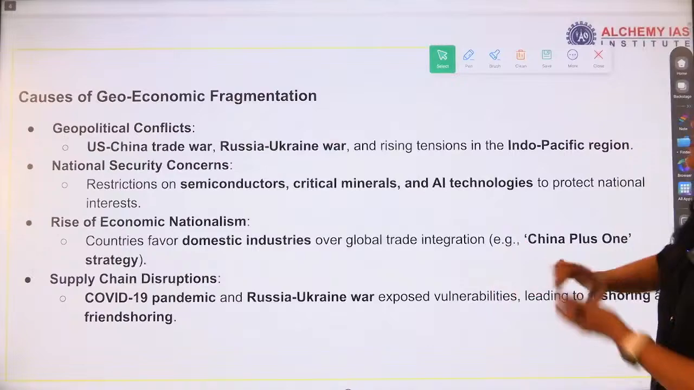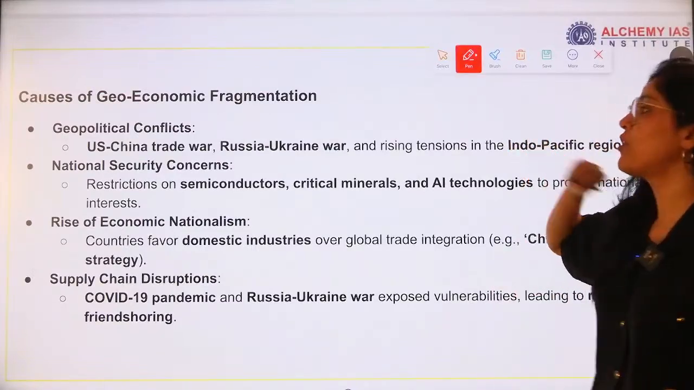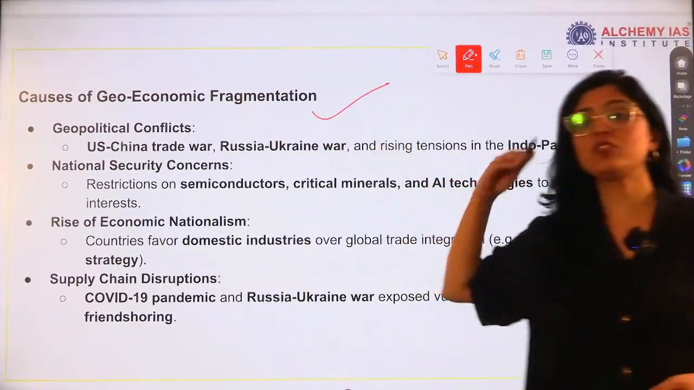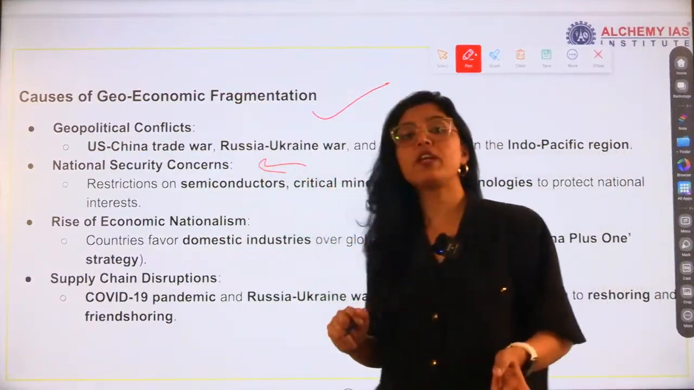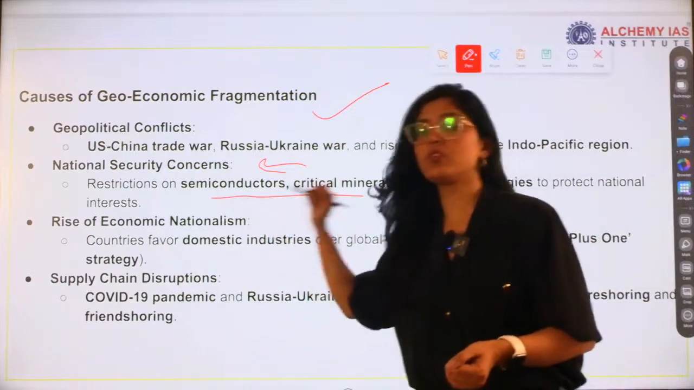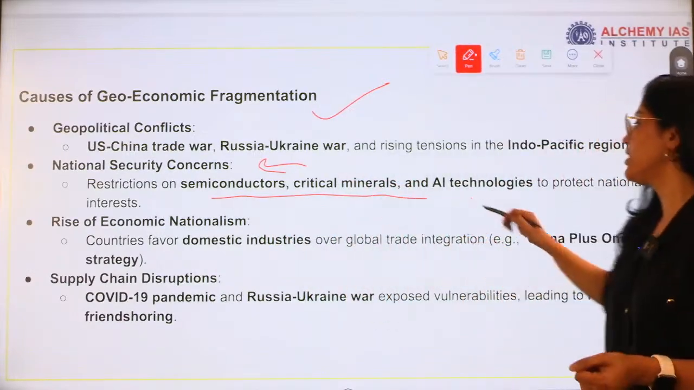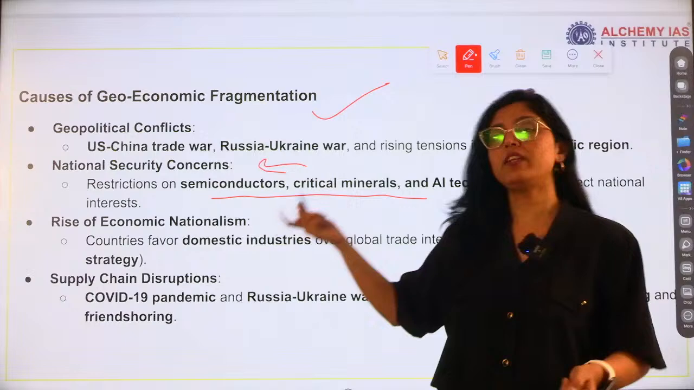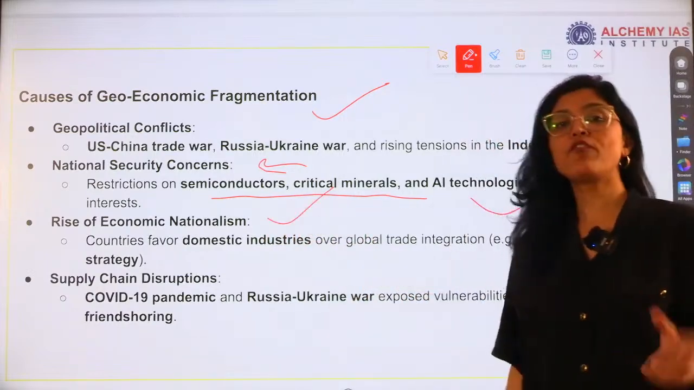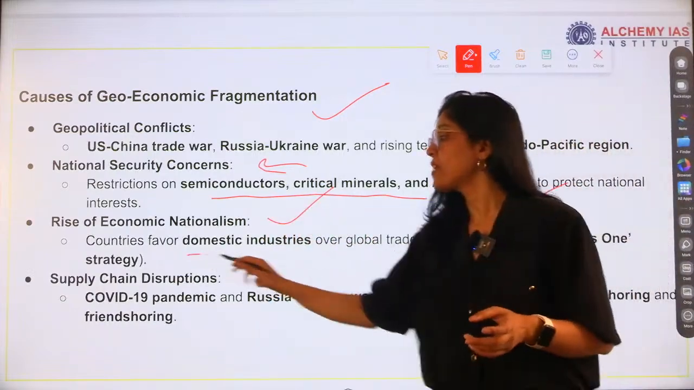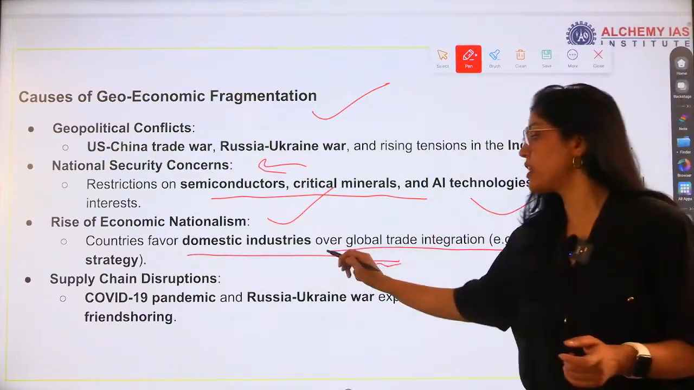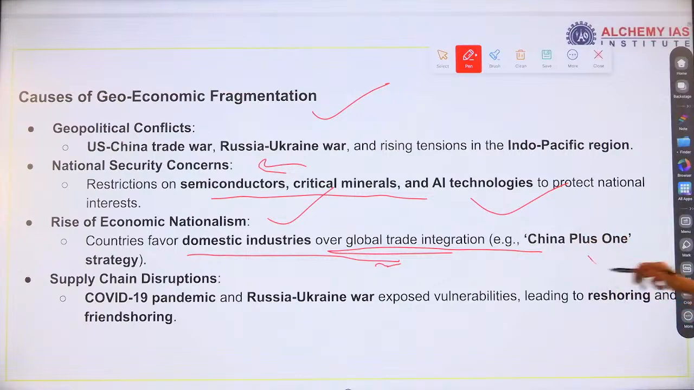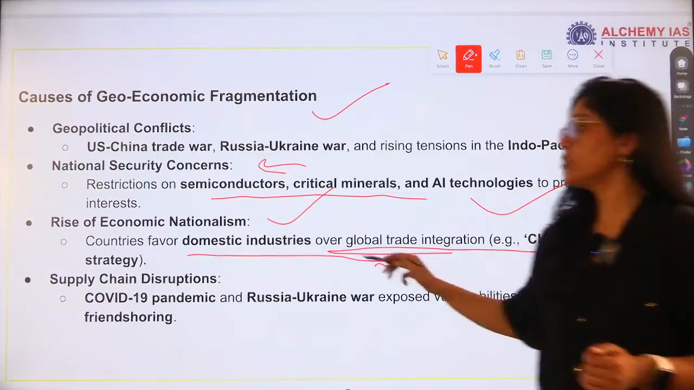Next is causes. Very, very important. What are the causes of geo-economic fragmentation? So geopolitical causes we have seen. Strategic causes are there. National security concerns are there. Restriction on semiconductors, critical minerals, AI technology, to protect the national interest. Next is rise of economic nationalism. Countries favor domestic industries over global trade. Right now, go global trade integration. So this will be happening.